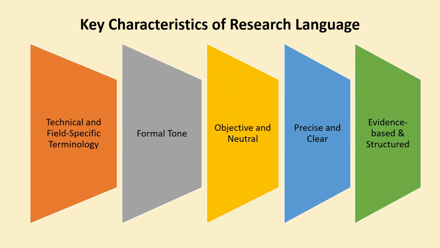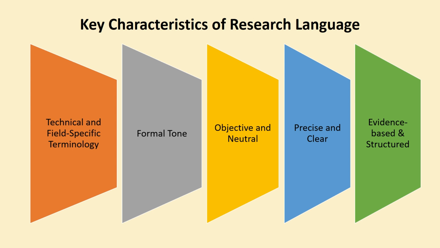Key characteristics of research language. We will discuss this one by one. There are some certain important things that a researcher has to take care of regarding research language. First is technical and field specific terminology. When you are doing research in a science, social science or any other discipline, you have so many technical terms which you have to mention when you are writing your proposal.